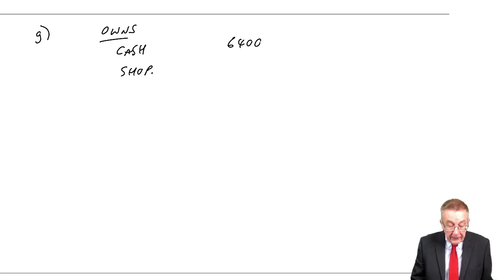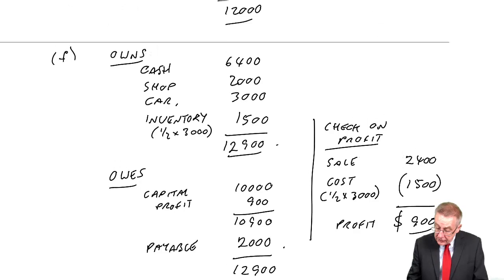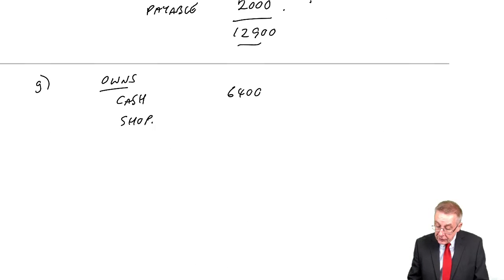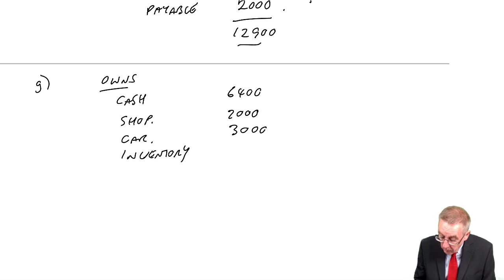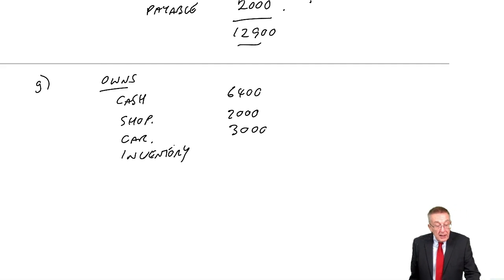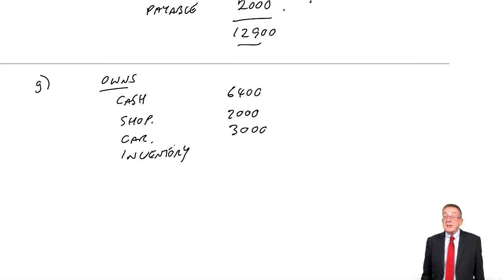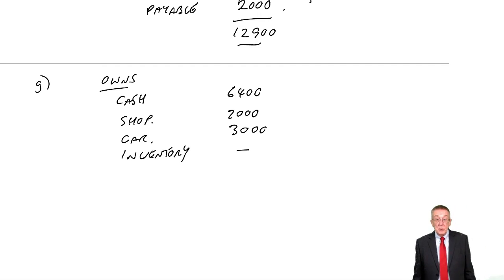We've still got the shop. I always get these the wrong way around. Was the shop 2? Yes. The shop 2 and the car 3. The first effect, though, is of course the inventory has now disappeared. We did have inventory of 1,500, but all the rest of these goods, the rest of the inventory, has been sold. So the inventory is now 0. So there's one effect: an asset, inventory, has reduced.